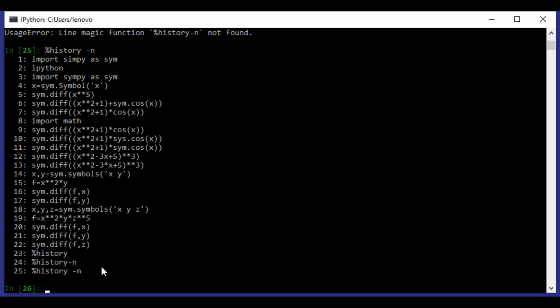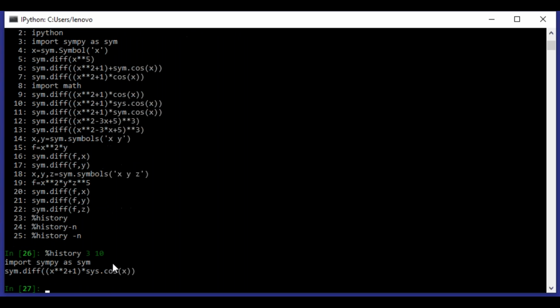That is %history. If we would like to see the line numbers from 3 to 10, then type like this: %history 3 space 10. Here it will show line numbers 3 and 10.